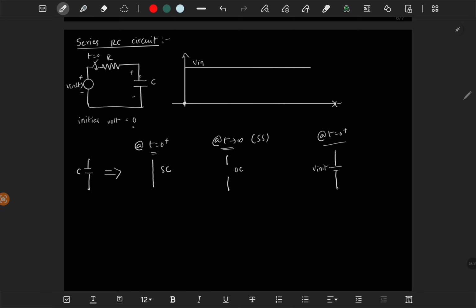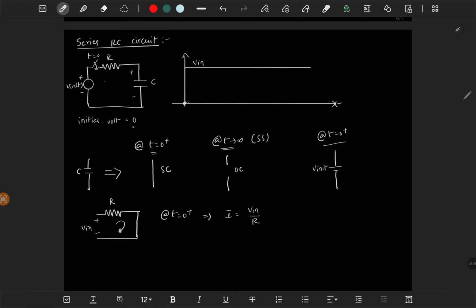At t equal to 0, it has 0 voltage. What is the current flowing through that circuit? There is R, there is a short circuit, and there is some Vin. So a current of Vin by R flows through that circuit, right? So at time t equal to 0+, I is equal to Vin by R. If there is some current flowing through that capacitor, then it starts building the voltage.